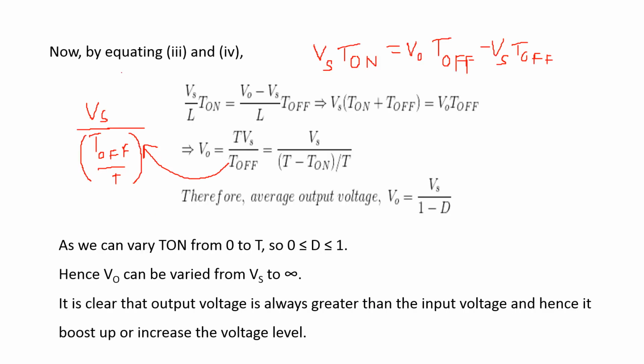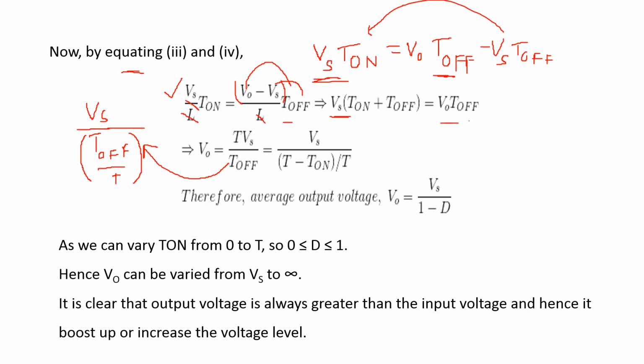Now by equating the above two equations, we get Vs by L into T on is equal to V0 minus Vs by L into T off. Here L gets cancelled. Then we get Vs into T on is equal to V0 into T off minus Vs into T off. Now take this term to the left side and take Vs as common. Then we get Vs into T on plus T off is equal to V0 into T off.